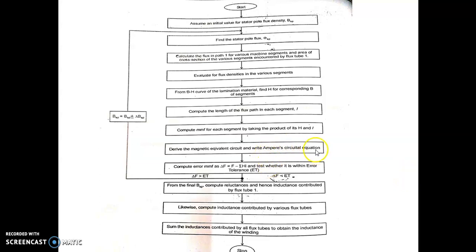After calculating F1 using Ampere's circuital law, we have to calculate the error MMF. Compute the error MMF as delta F equals F minus the summation of H into I, and then test whether the error is within the tolerance. Tolerance is denoted by ET. Now we calculate the error value and check it against the tolerance value.